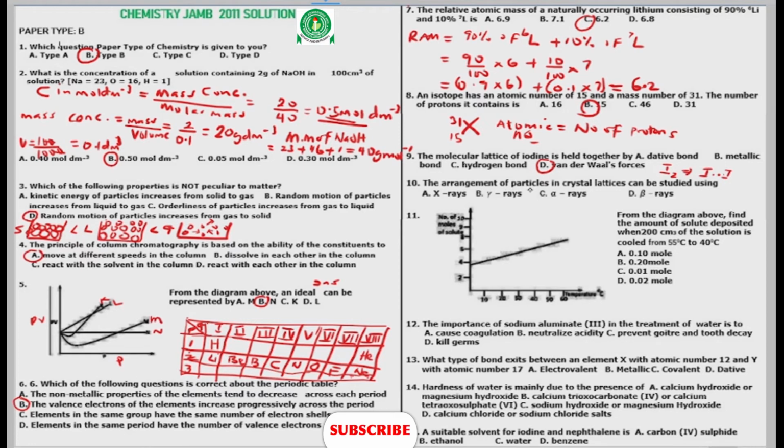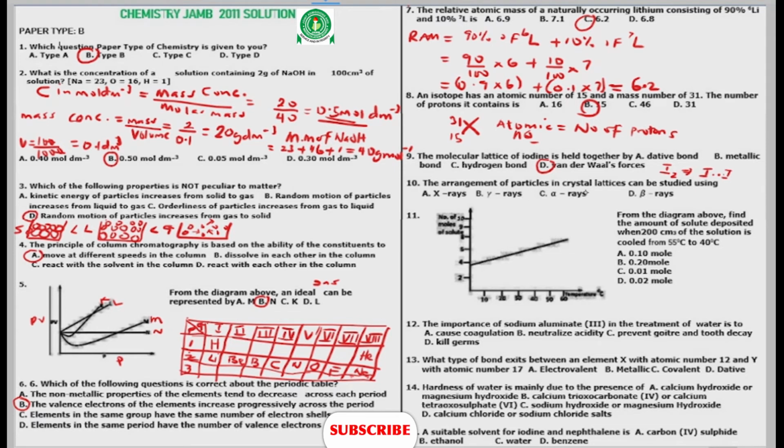The arrangement of particles in crystal lattice can be studied using what? A. X-ray, B. Gamma ray, C. Alpha ray, D. Beta ray. The arrangement of particles in crystal lattice can be studied using X-ray, gamma ray, alpha ray, and beta ray. Now look at this, we are dealing with what?